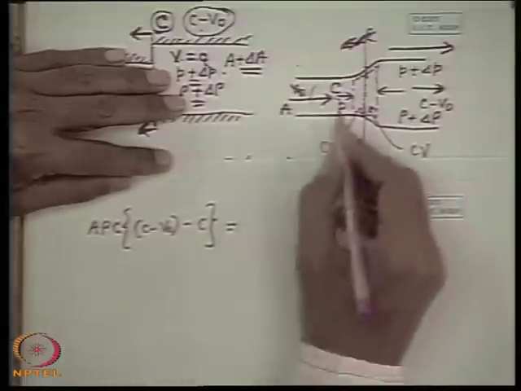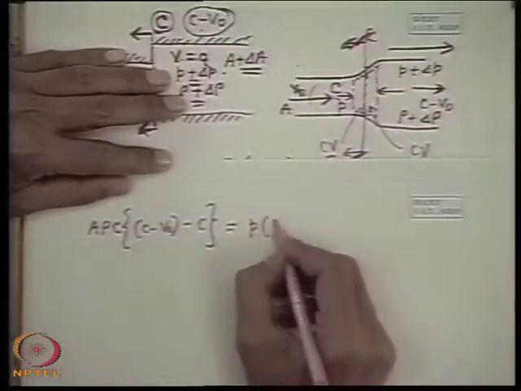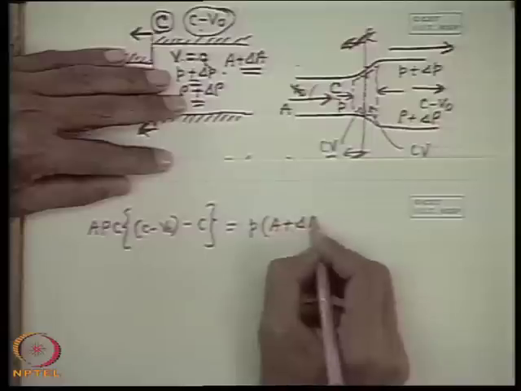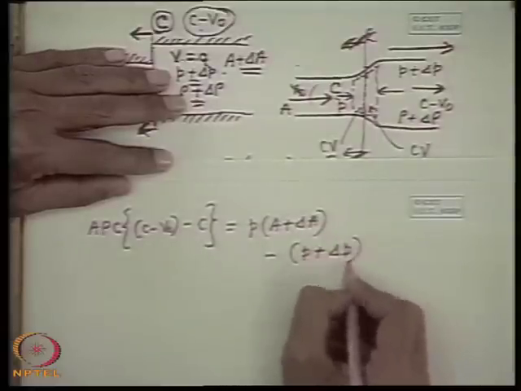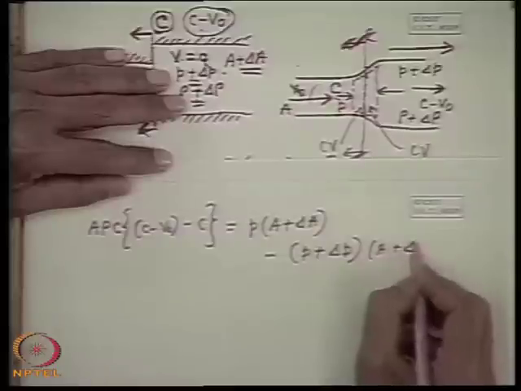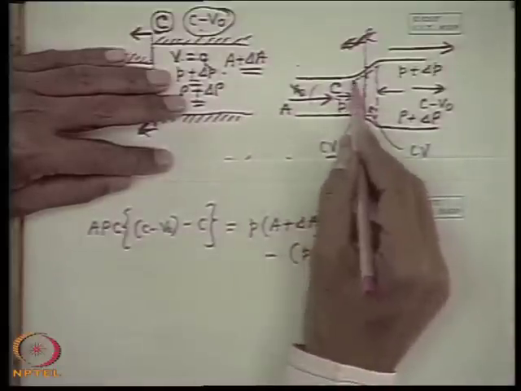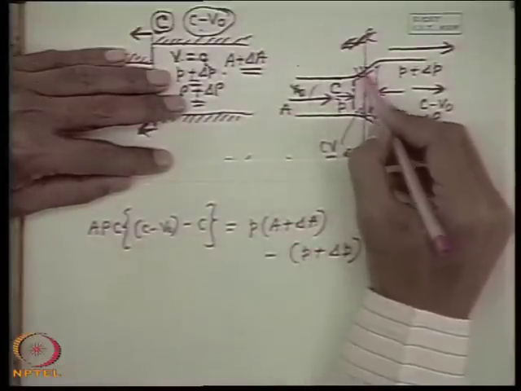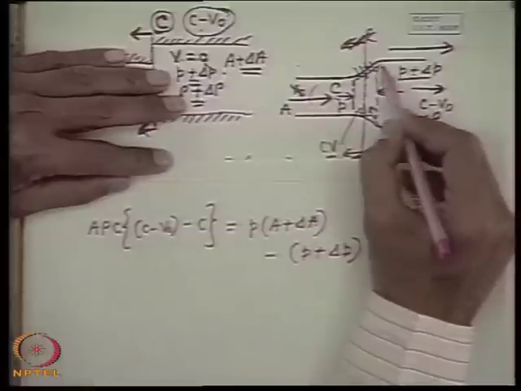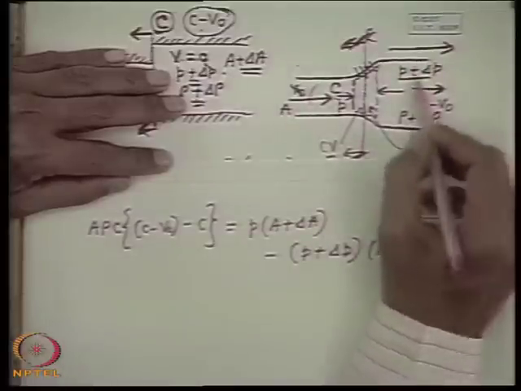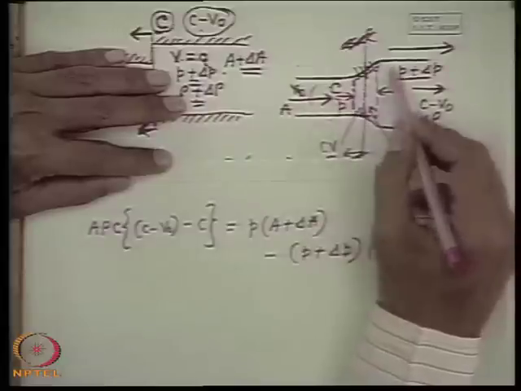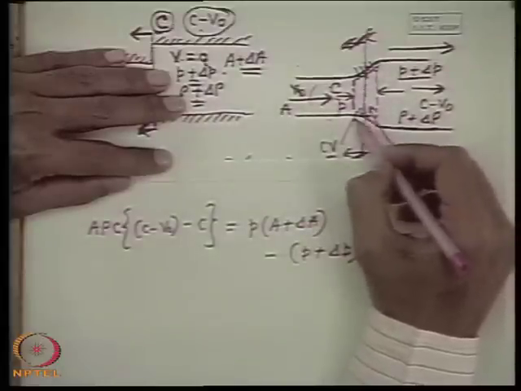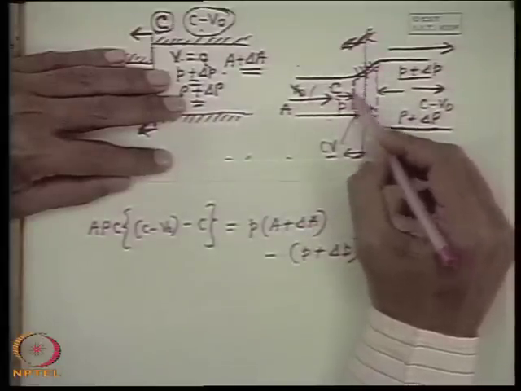So what is the net force acting in this direction? P into A plus delta A minus P plus delta P into, here one thing has to be understood, that this P is acting not only on this surface but on this surface also. We consider the P plus delta P to be prevailing only at this inlet section. So in this transition from the lower cross section to a higher cross section, the pressure acting on the control volume is P.